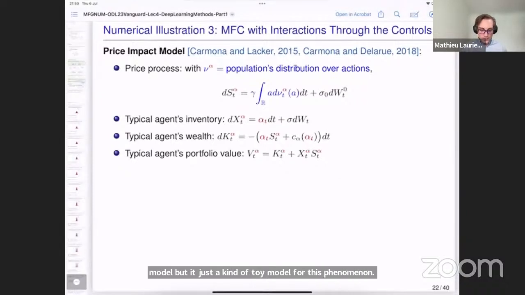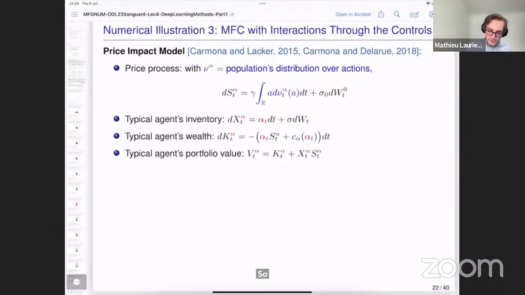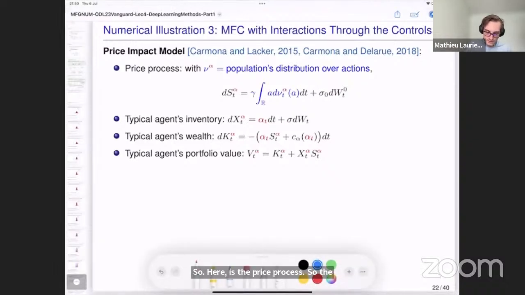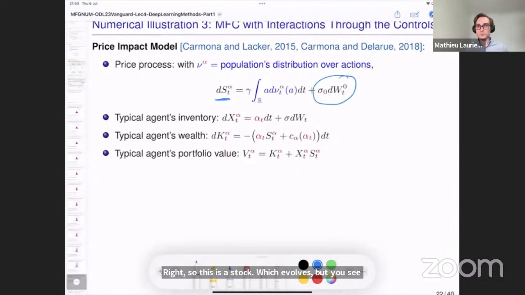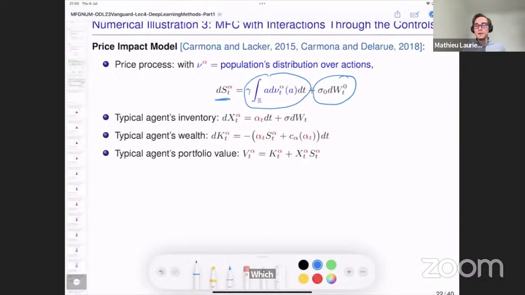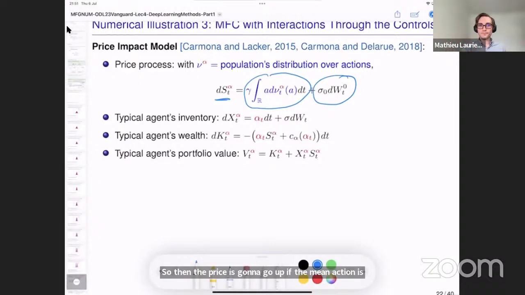So here, S is the price process. So the price is the evolution of the stock, right? So this is the stock which evolves, but you see that the evolution is given by a Brownian motion for simplicity, but it also has a drift which is given by the mean field term. So nu here is the distribution over actions of the population. If the mean action is large, it means many people, for example, are buying. So then the price is going to go up. If the mean action is very negative, everyone is selling, so the price is going to go down.